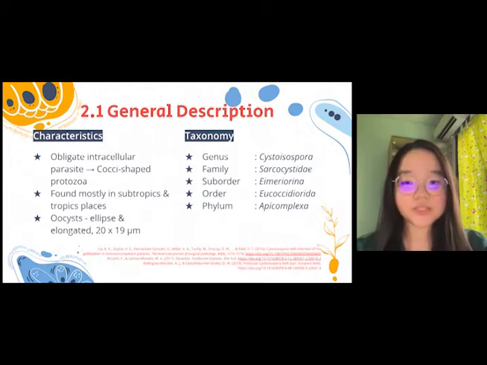Isospora belli belongs to the genus Isospora, family Sarcocystidae, suborder Eimeriorina, order Eucoccidiorida, and phylum Apicomplexa. That's all from me. Thank you.